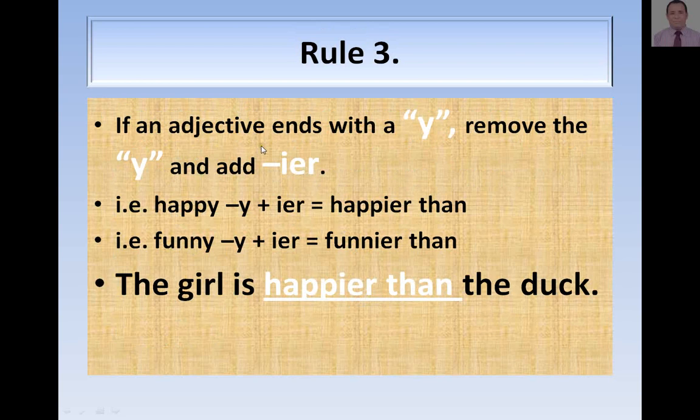Rule 3. If an adjective ends with a y, remove the y and add ier. Like happy, for example. The last letter of happy is what? Y. If I'd like to add er, I drop y and add ier. So it should be happier, ier. We don't have y here. Happier than. Funny, the last letter is Y, so funnier than. Also the same here, we drop Y and add I instead of Y, then ER, and we have than. Example, the girl is happier than the dog. Look at this, happy should end with Y, so I drop Y and add I, then ER, and of course happier, ending with ER, I follow it using than.